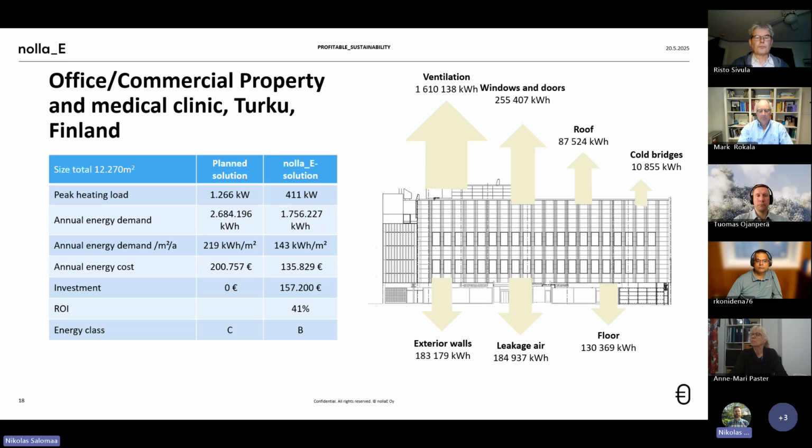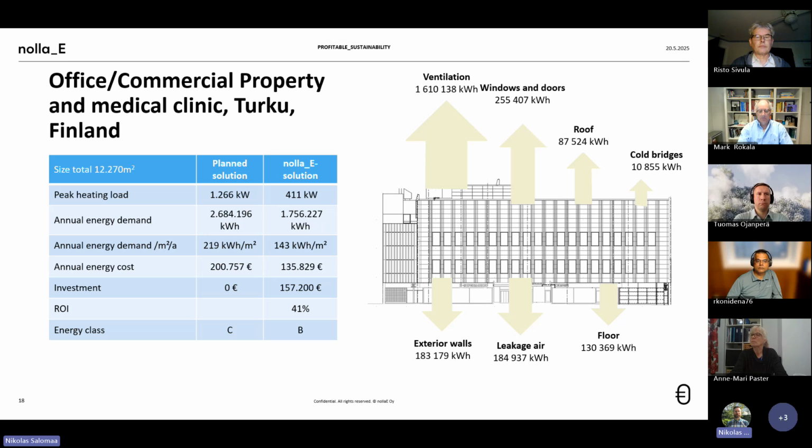And by investing that 157,000 euros in these different things, they would get 65,000 euros annually in smaller energy costs, which means 65,000 euros better yield. And if you get 65,000 euros more yield and you sell the property with 5% yield, that means they got 1.3 million euros more for the property when they sold it 1 year after that.